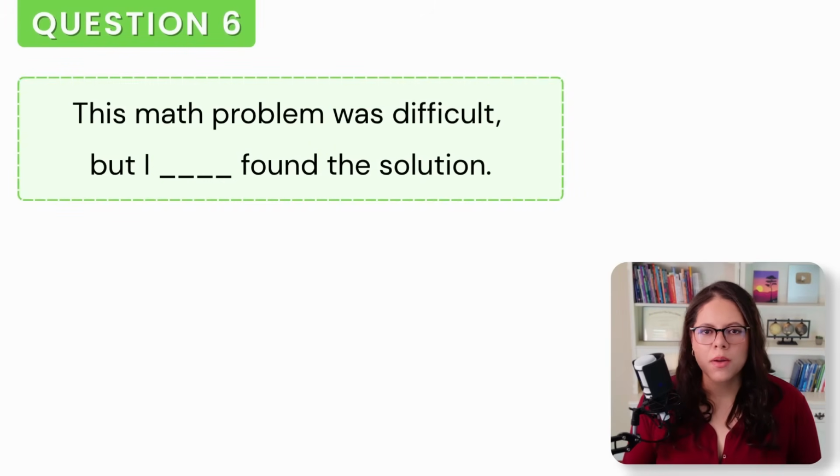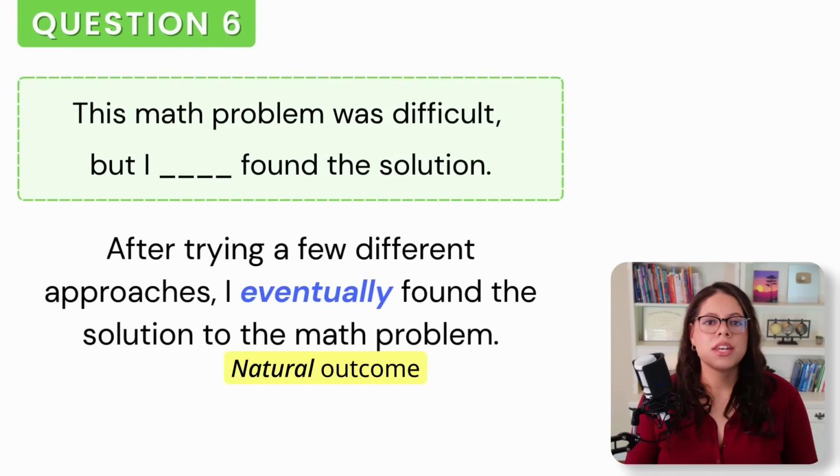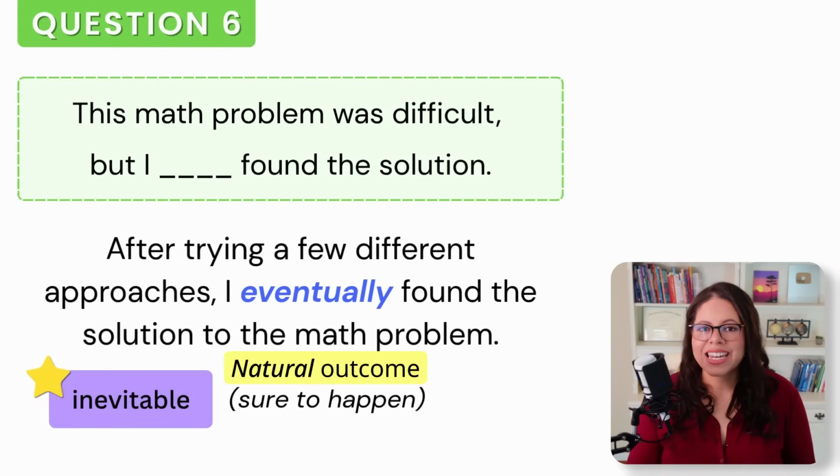Let's go back to our math problem again. After trying a few different approaches, I eventually found the solution. So in this context, we're saying that this was the natural outcome after consistent effort. Natural is important here because you'll notice that we like to use eventually for things that are inevitable. Inevitable. That's a good word to know.